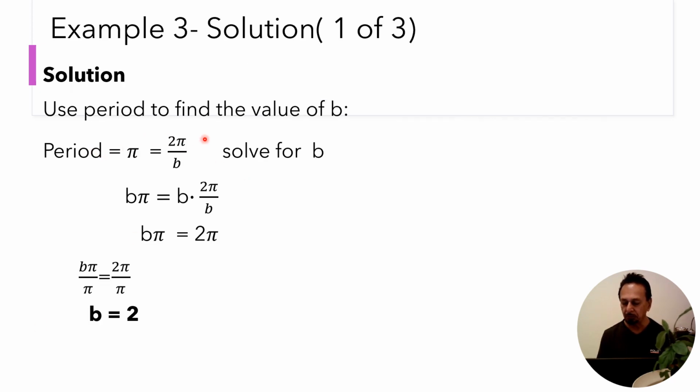And the period, to find the value of b, we use the period. The period is pi, and the formula is 2 pi over b. So now we solve this equation for b. Multiply both sides by b, to become b times pi equals b times 2 pi over b. b is cancelled. You get b times pi equal to 2 pi. Now divide by pi. So it becomes b times pi over pi equals 2 pi over pi. Simplify, b is equal to 2.